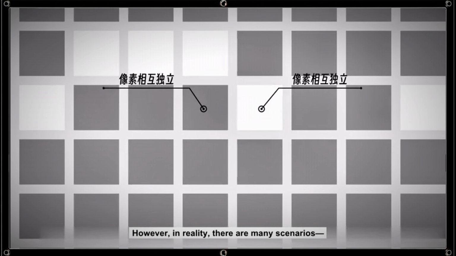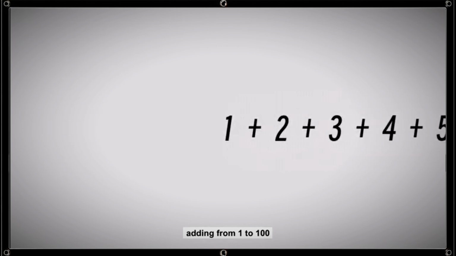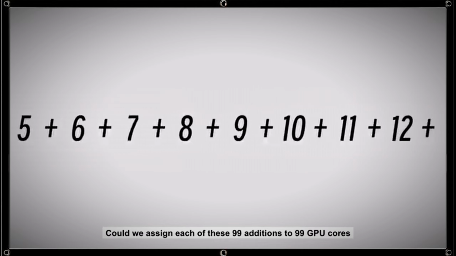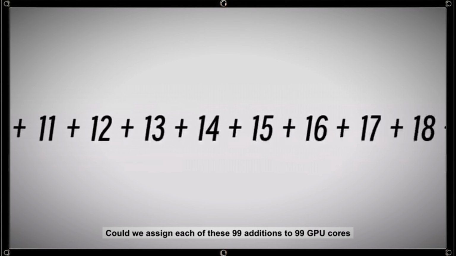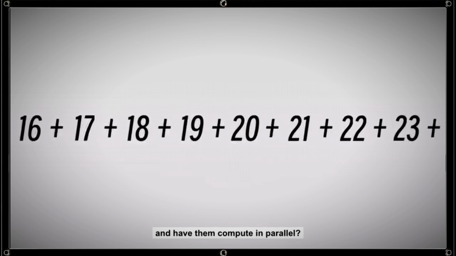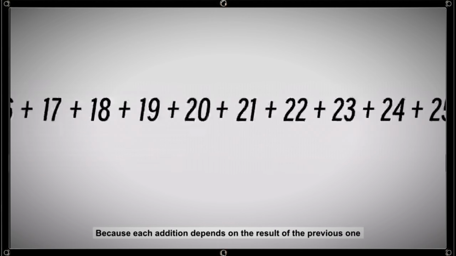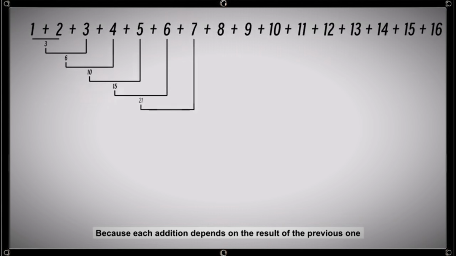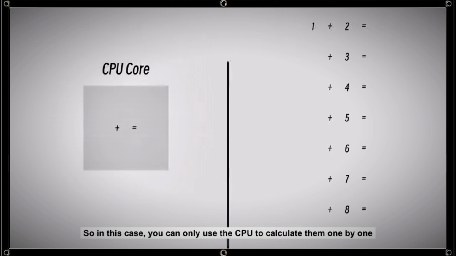However, in reality, there are many scenarios, in fact, the vast majority of them, that cannot meet the requirements for parallel computing. For example, let's calculate a cumulative sum, adding from 1 to 100. In this case, 99 additions are required. Could we assign each of these 99 additions to 99 GPU cores, and have them compute in parallel? Obviously not, because each addition depends on the result of the previous one. So in this case, you can only use the CPU to calculate them one by one.